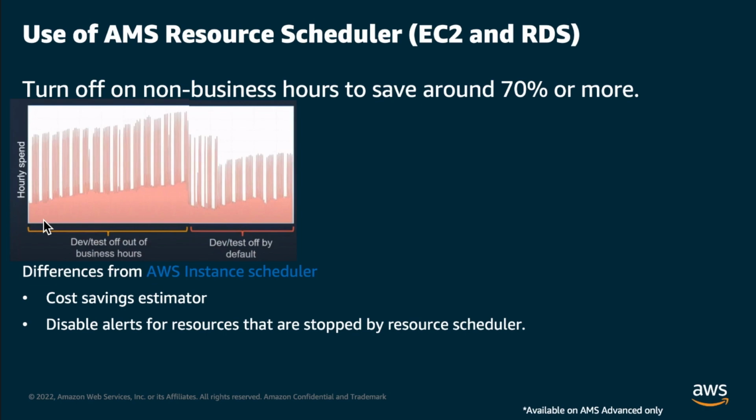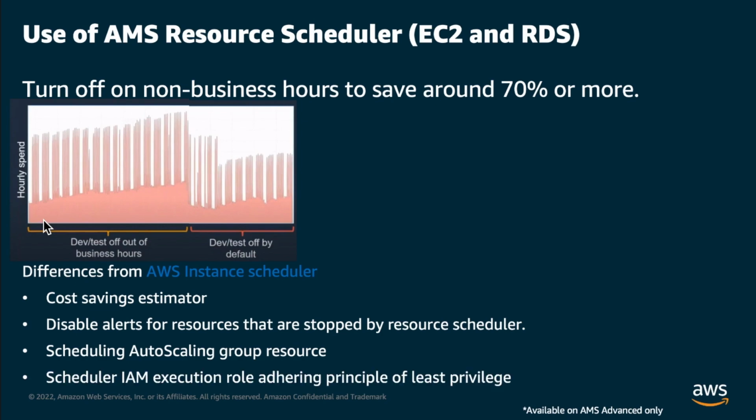Resource Scheduler. We also disable the alerts for the resources that we stopped, because since we stopped this resource on purpose to save cost, it does not make sense for us to alert customers on this. So we disable alerts for those cases. We also do scheduling of auto scaling group resources, and our IAM execution roles adhere closely to the principle of least privilege, and you also have support from AMS for this service.